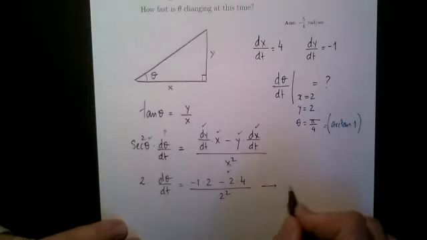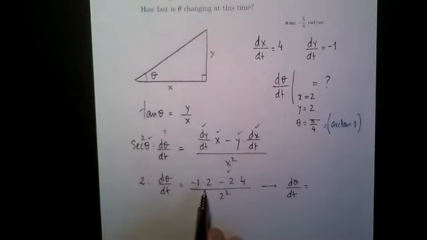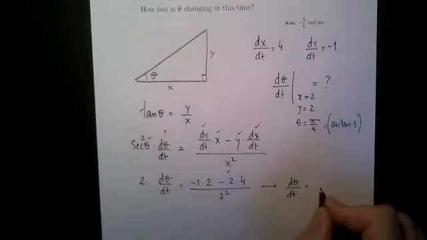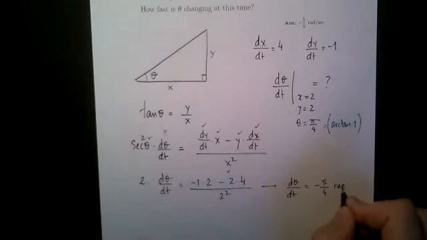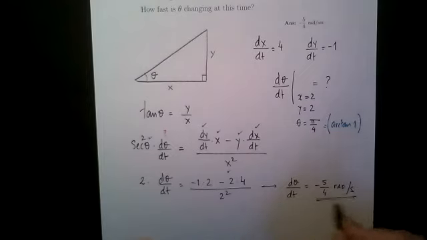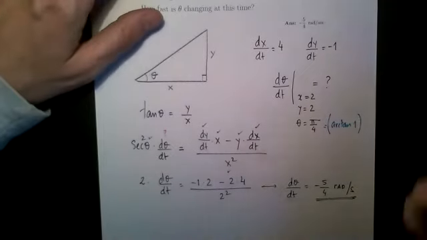And that's it. I could find d theta/dt right away. So minus 2 minus 8 is minus 10. Minus 10 divided by 8 is -5 over 4 radians per second. Okay, and that's my answer, like you see here.